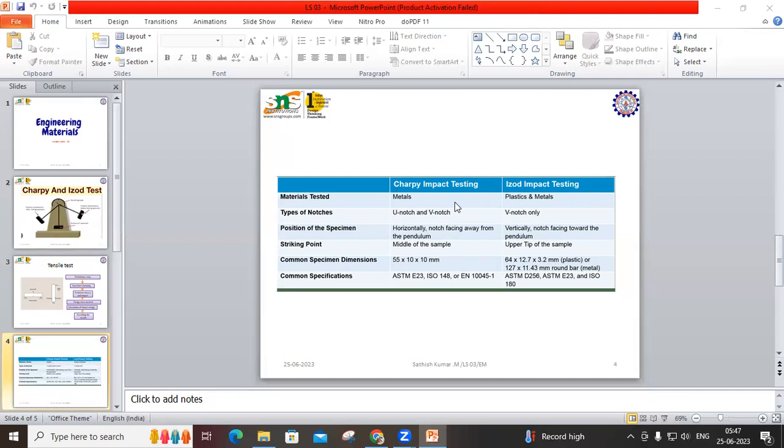The dimensions of the specimen are given here: 55 by 10 by 10 mm, that is length, breadth, and thickness, and there is a small V notch being used. Initially we said how the notches are to be made. In Izod impact tests we should do only a V notch, and for Charpy, U notch and V notch can be used. And this is all about the Izod and Charpy tests.